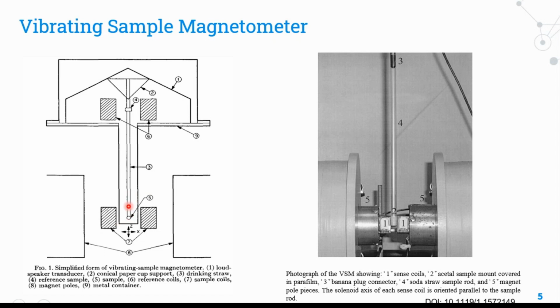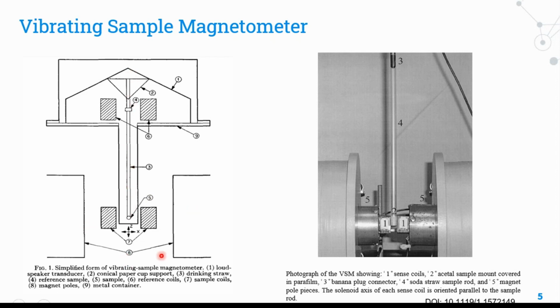And this sample will vibrate using a speaker. This is the speaker setup, and using this speaker, the sample will vibrate along the z-axis. Obviously there will be some measuring instrument to measure the intensity of vibration. I am not going into those details, but somehow it will vibrate, and we can measure the intensity of vibration. And this is a drinking straw strip. We put the sample in the drinking straw.